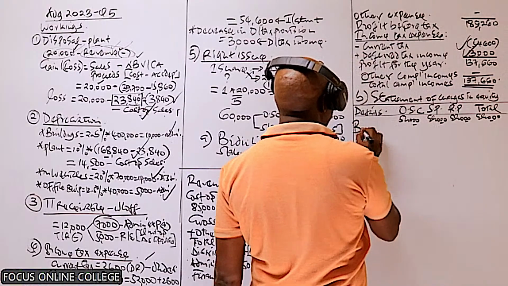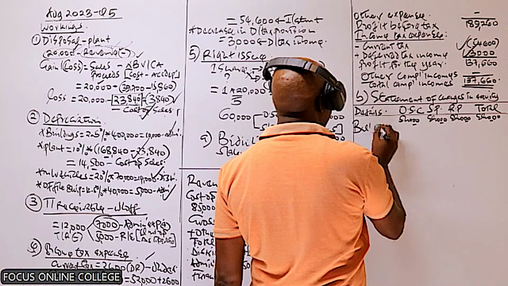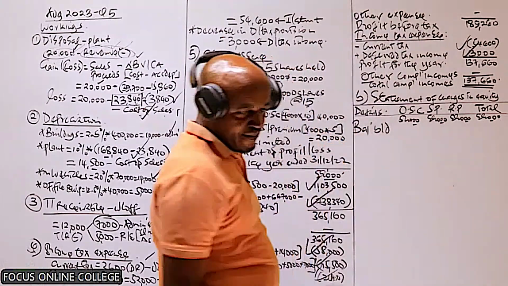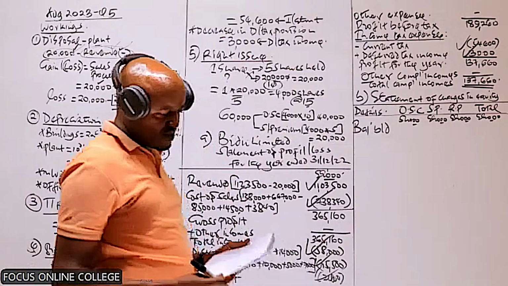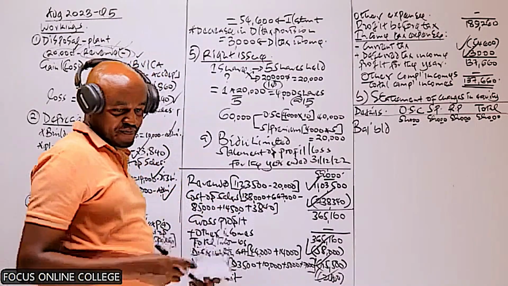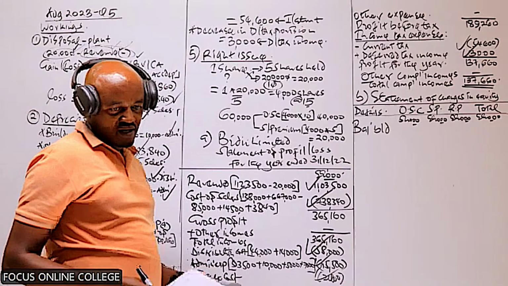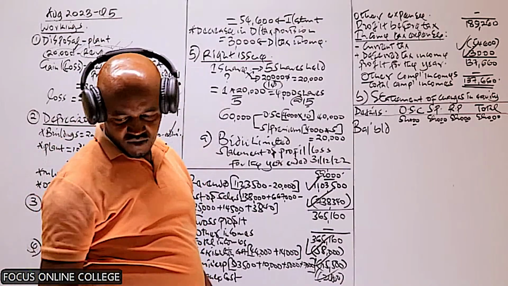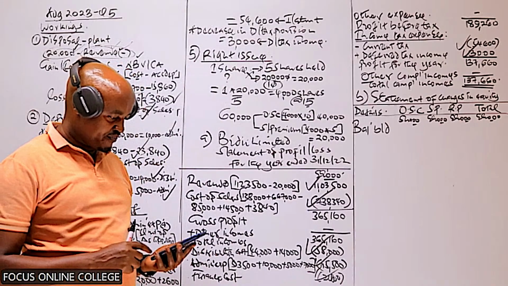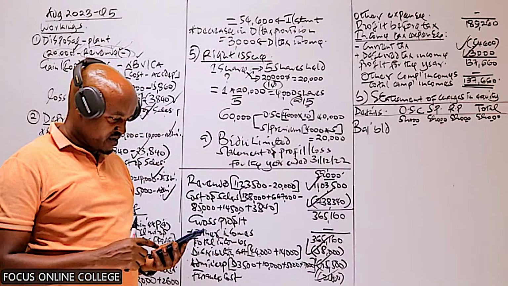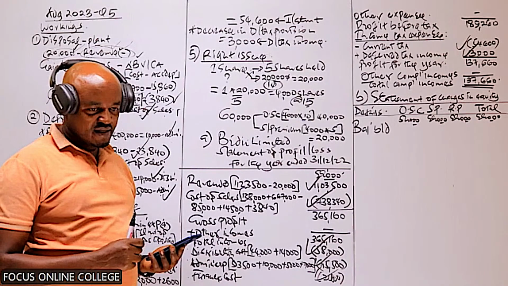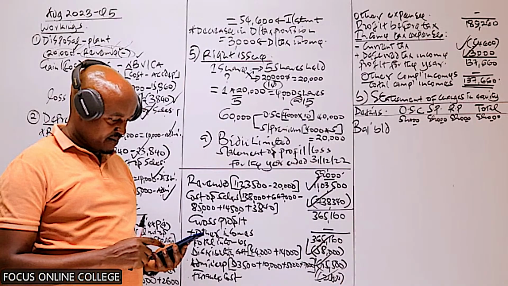So what do we start with here? We always start with the opening balances, the balances brought down. These are the balances we have in the trial balance.